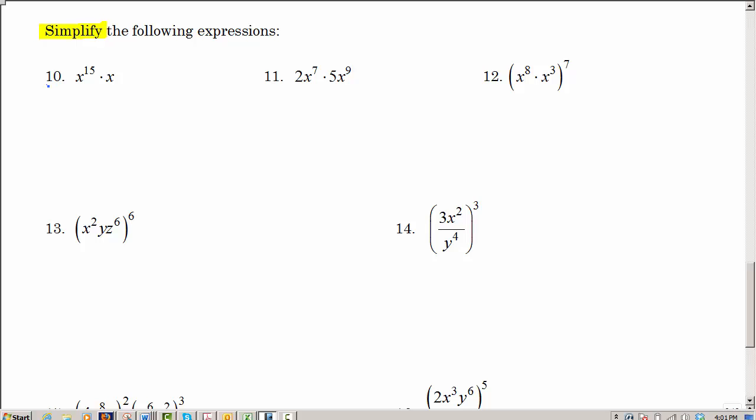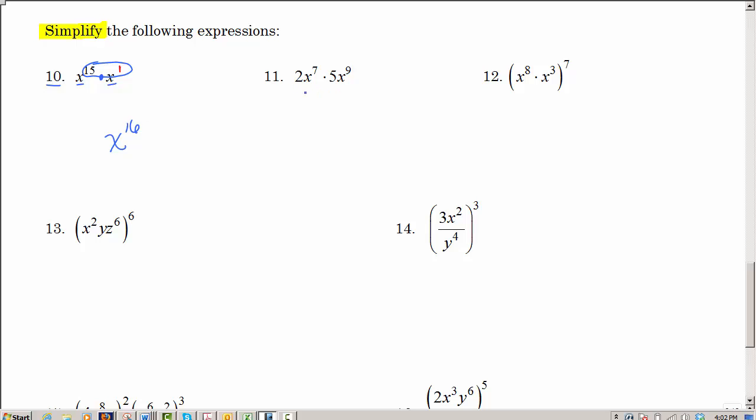So number 10, we have the same base being multiplied. So the property says I can keep the base and add the exponents. But hey, what exponent is here? There's an understood 1. So that's going to be x to the 16th. That's all you do.